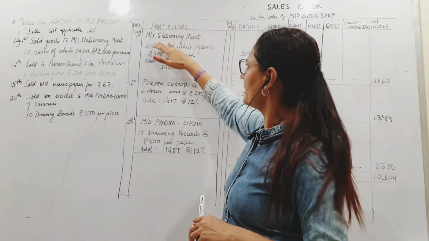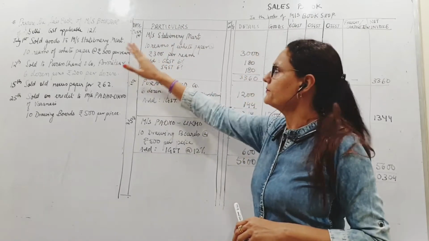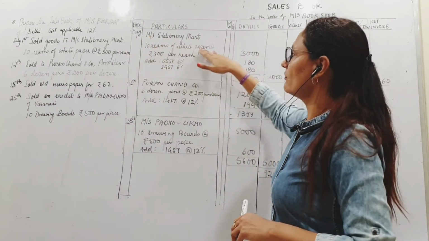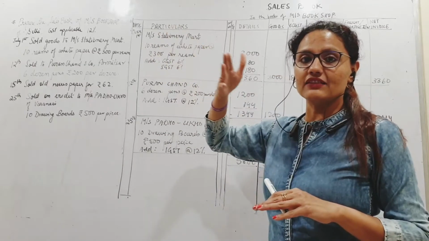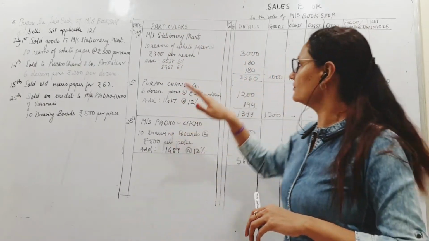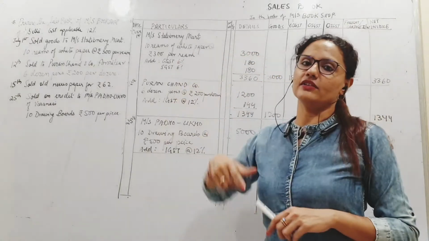Name of the debtor, Messrs. Stationery Mart, date I have written. And what are we selling? 10 reams of white paper at 300 per ream. Therefore, the total amount of sale will be 10 into 300, that is 3000. On that, I will calculate tax.